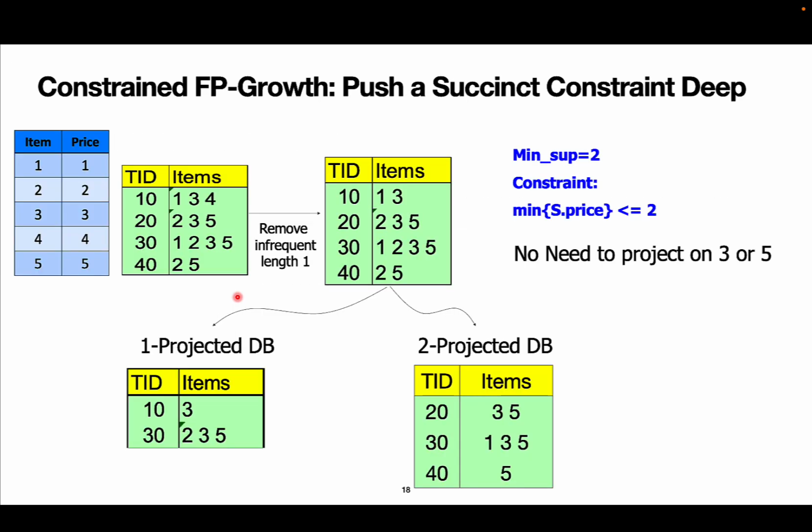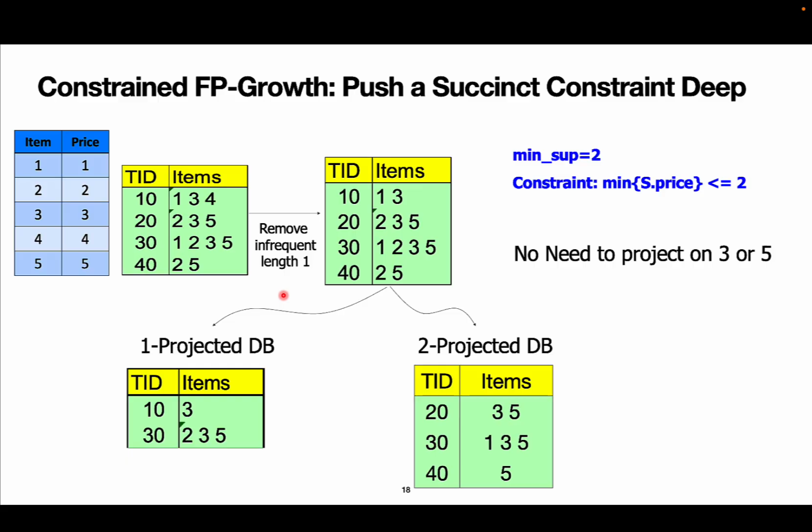Now let's see how succinct constraints can be pushed inside the FP growth algorithm. Constraint: minimum s.price less than or equal to 2, minimum support equals 2. So items 1 and 2 appeared twice, items 3 and 5 appeared 3 times, and 4 is pruned because it's infrequent.